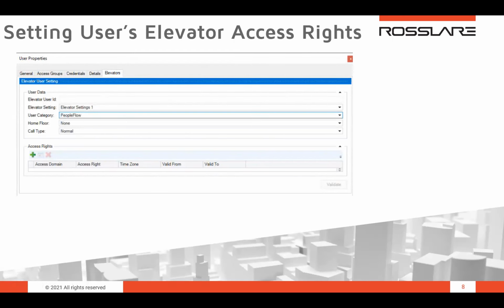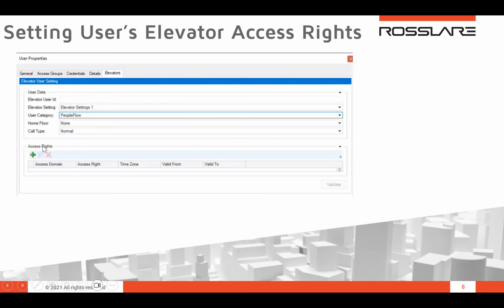And here we see the elevator user setting screen. Here we define the user's elevator access rights. First, we'll talk about the upper section, the user data section, and then we will talk about the access rights section, this section.